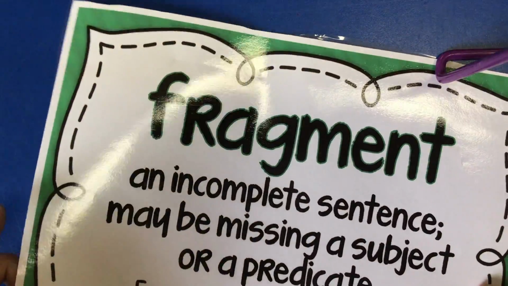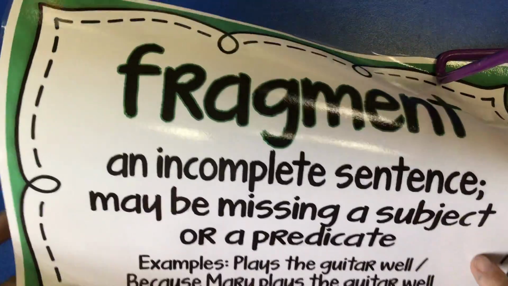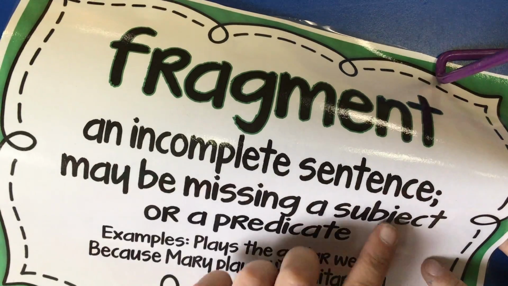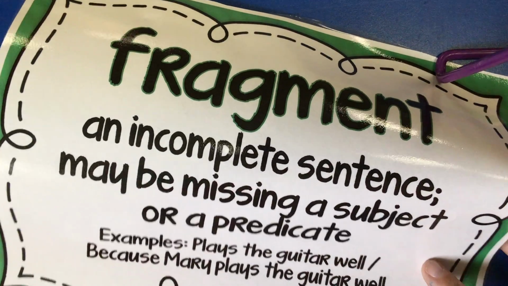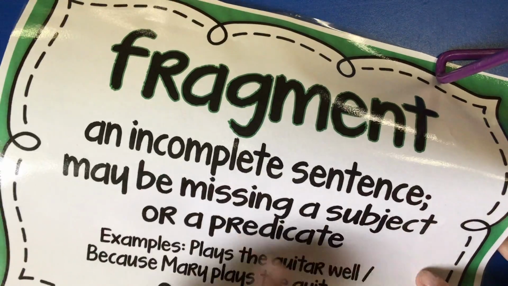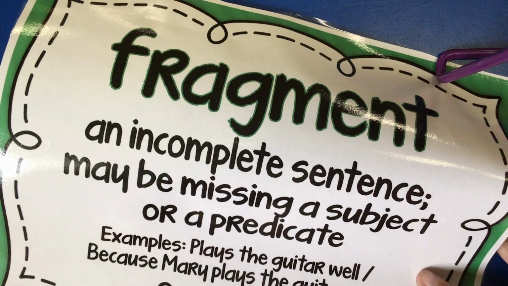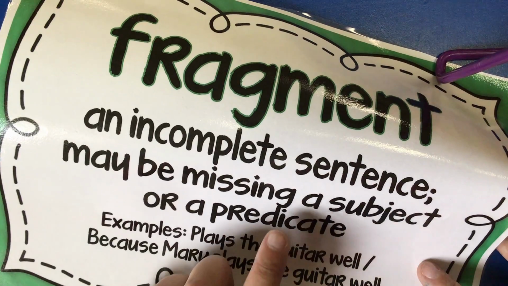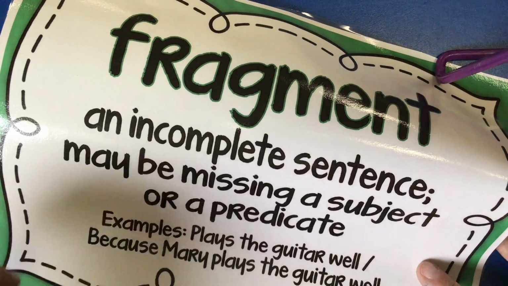All right, today for grammar, we are going to talk about sentence fragments. And sentence fragments are an incomplete sentence. It may be missing the subject or the predicate. And yesterday we talked about subjects and predicates. Subjects are who the story is talking about, and predicate is what the subject is doing.